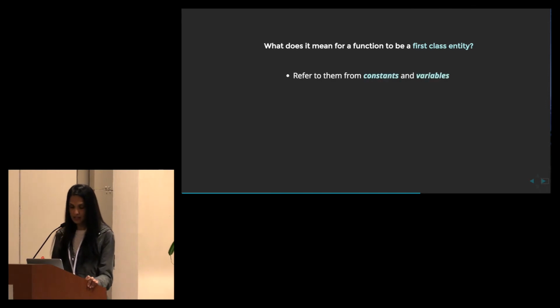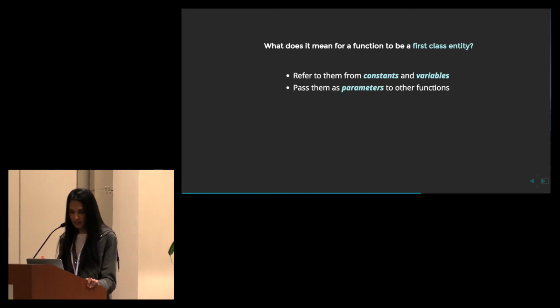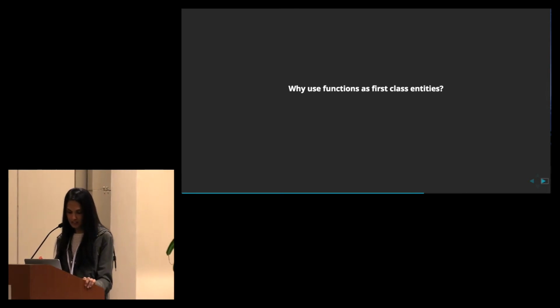But let's first define what it means for a function to be a first-class entity. It means you can refer to them from constants and variables. It means you can pass them as parameters to other functions. It means you can return them as results from other functions. And I think that's it. So why use functions as first-class entities? That's exactly what I'll show you.